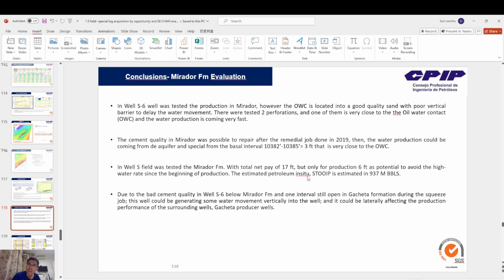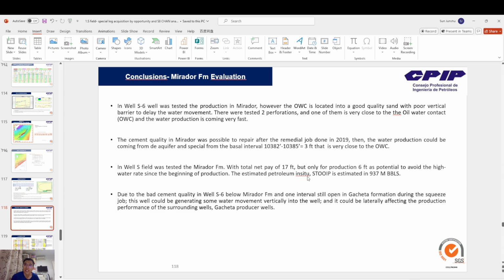In well S6, the production was tested in Mirador. However, the oil water contact is located in a good quality sand with poor vertical barriers to delay the water movement. Two perforations were tested, and one of them is very close to the oil water contact, and the water production is coming very fast.